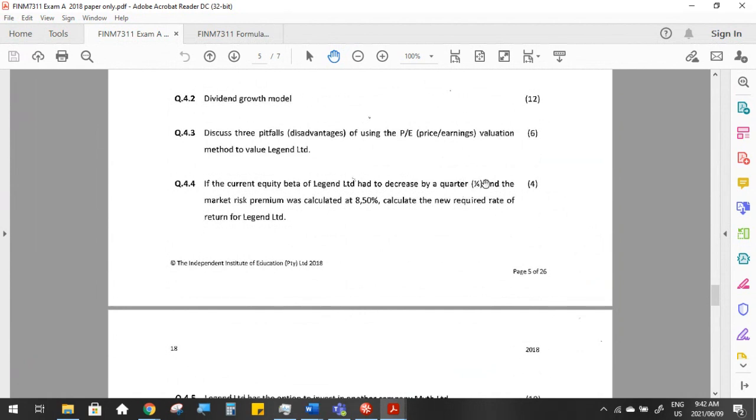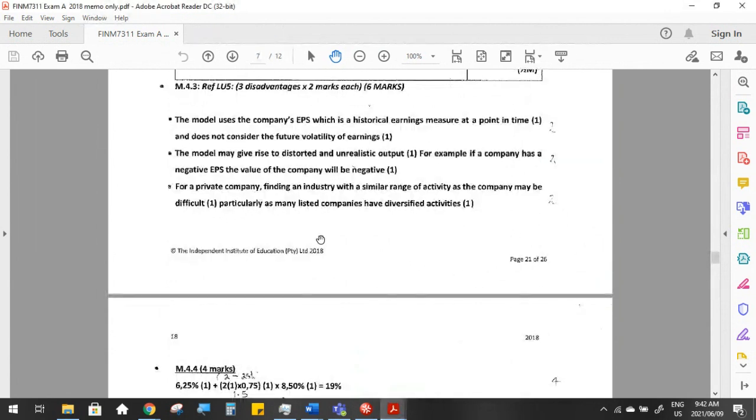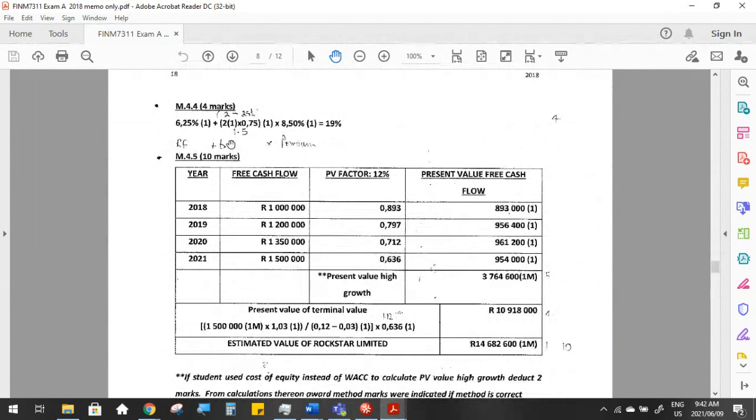it's currently 2, so it's going to go down to, what is that, 1/4, 1.75, and the market risk premium was calculated at 8.5, calculate the new required rate of return for Legend. So again, using our CAPM formula, we then have to recalculate the answer, which is then 19.